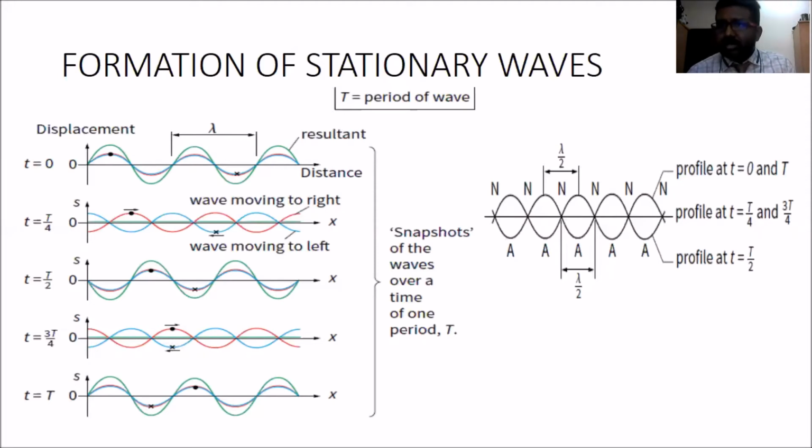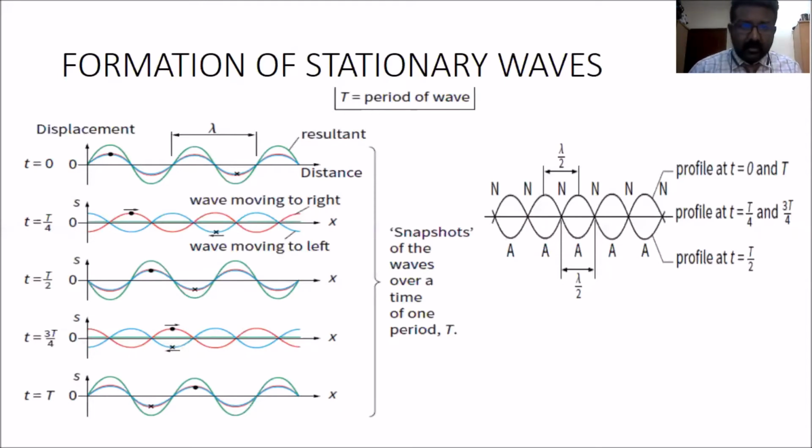After a time equal to one whole period, that is small t equal to capital T, the waves combine constructively. The profile of the string is as it was at time t equal to 0. That is what you are able to see from this figure.